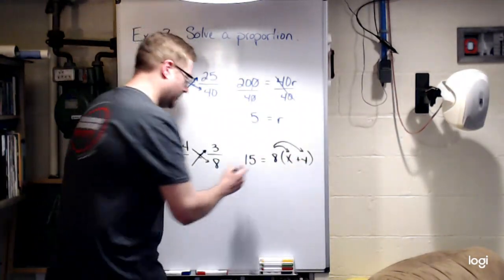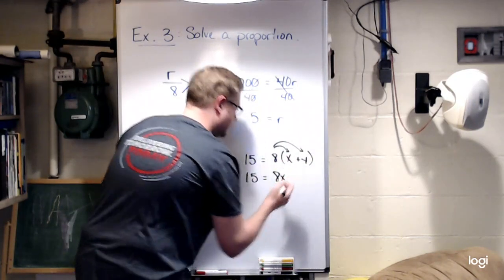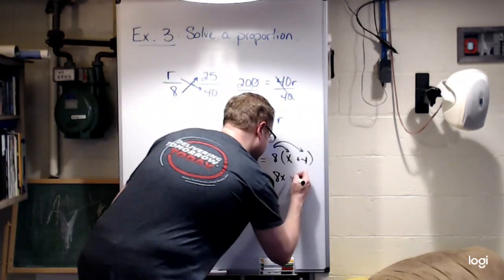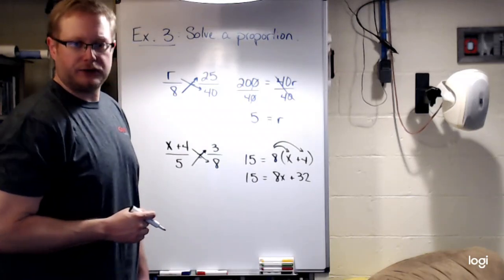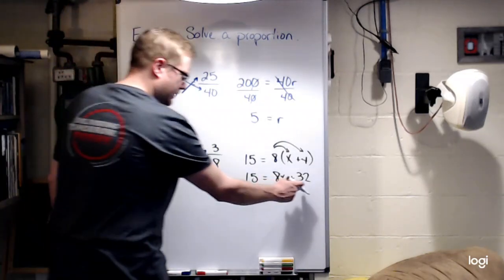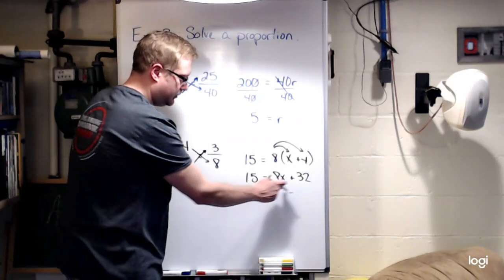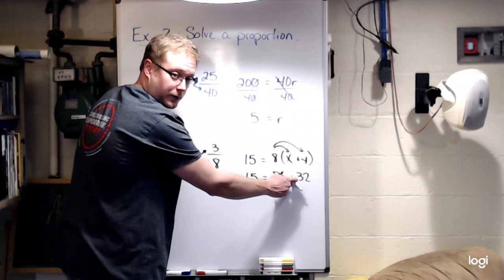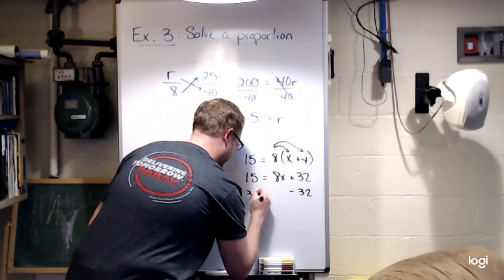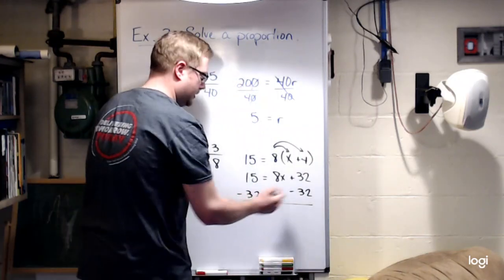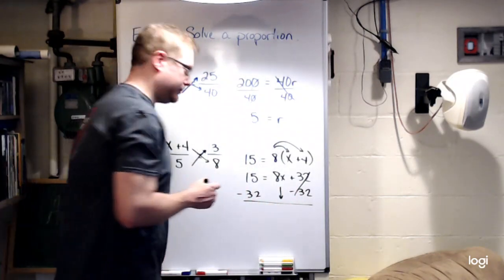I'm going to just bring the 15 down. You have 8 times x, which is 8x, and then 8 times 4, which is 32. So we have 15 equals 8x plus 32. Take this 32, and we're going to move it over here to the left side of the problem. It's a positive 32, so we're going to subtract 32 from both sides. When you move it to the opposite side, you do the opposite thing. The 32s cancel, and your 8x is going to drop down.